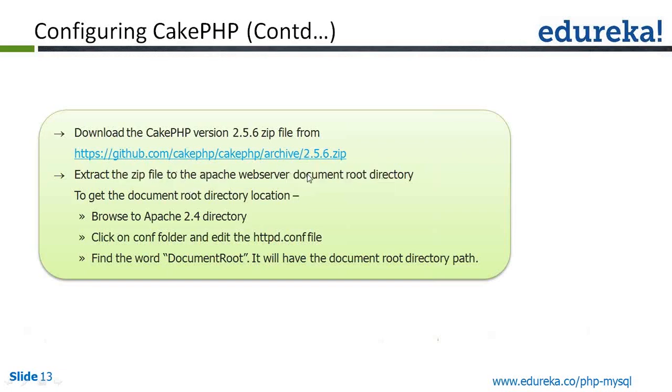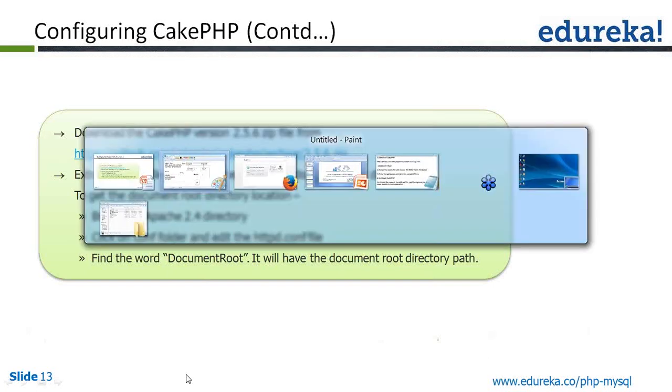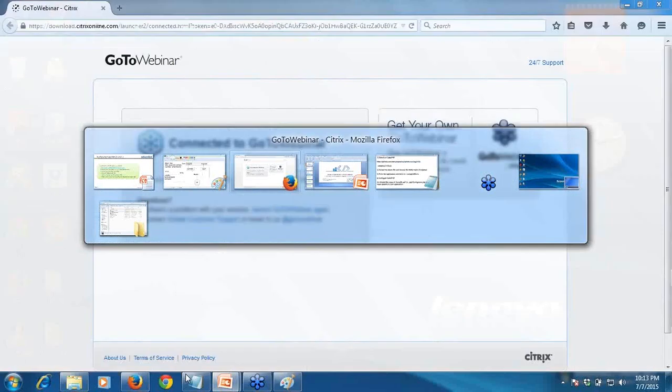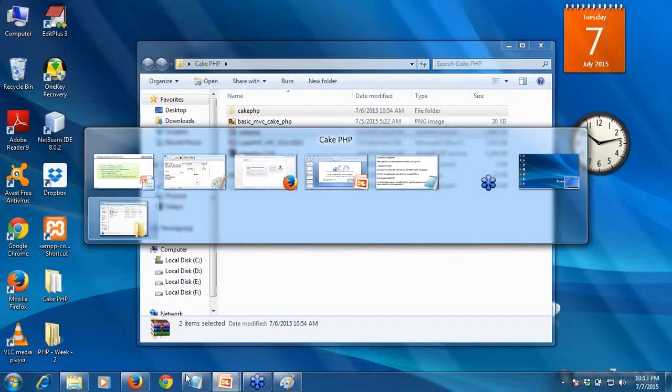Once this file is downloaded, listen carefully, we are going to see the practical part. How to install CakePHP. What are the configurations you need to do? Where to place this program? All those things. Extract this file. Once you get this 2.5.6 or 2.5.8 or 3, anything, extract it to the document root directory. I already placed it. You can go to that URL and extract this.